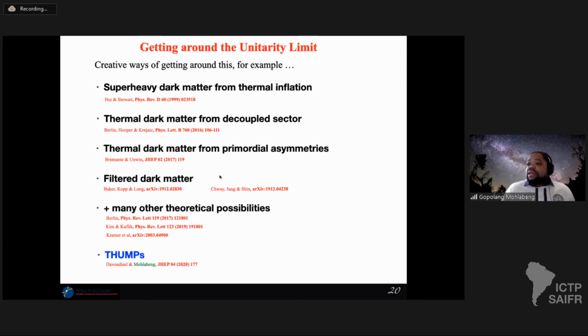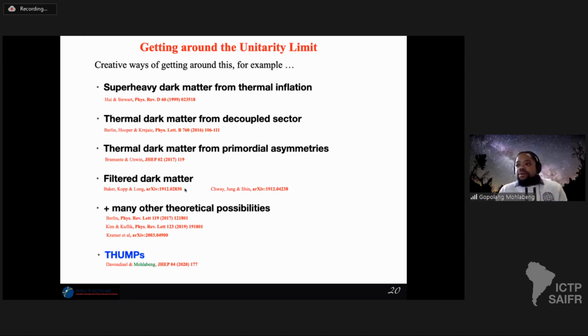There's another interesting idea here called filtered dark matter, whereby one forms in the early universe. But in the early universe, there's a phase transition after symmetry breaking, and bubble nucleation occurs.